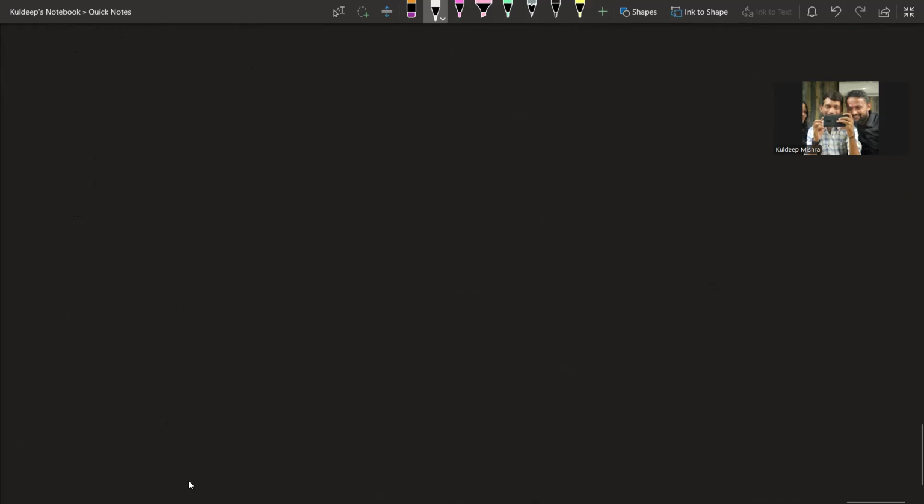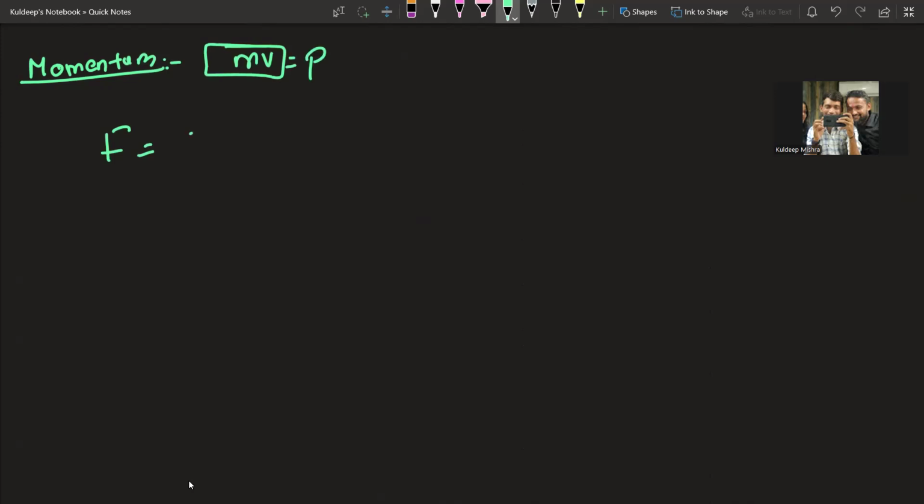Then what is momentum? Momentum is basically mass into velocity. And force is change in momentum upon time. Unit of momentum is kg meter per second. Force according to Newton's law is change in momentum upon time. So force is equal to mv minus mu upon time.